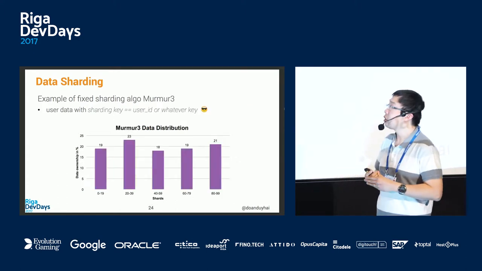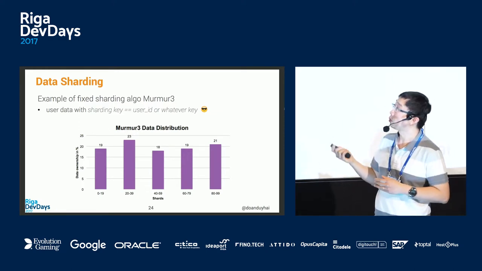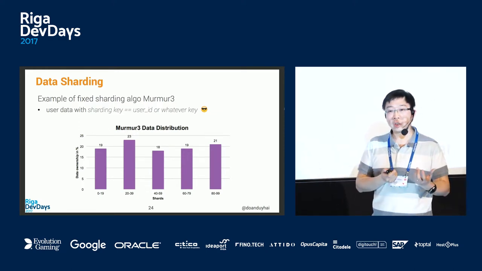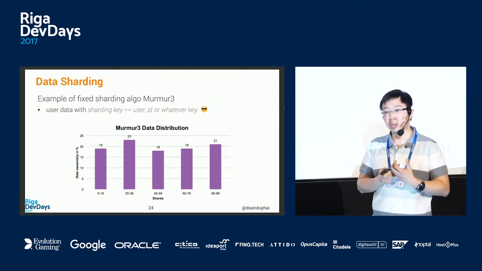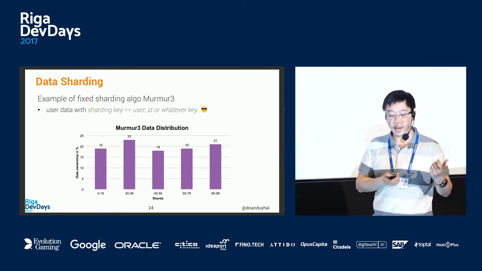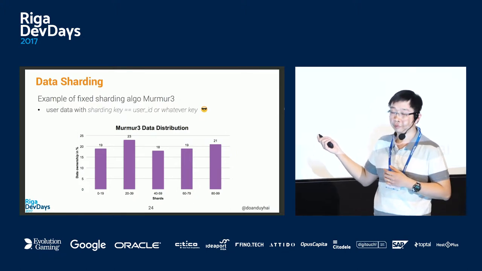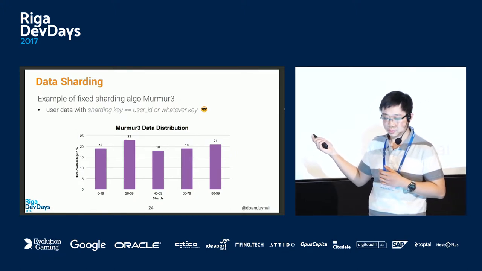Now, if we talk about a fixed sharding algorithm, for example, Murmur3 is a hash function whose property is to distribute the data very well. So you can choose any sharding key. The algorithm will guarantee you a very even distribution of your data.